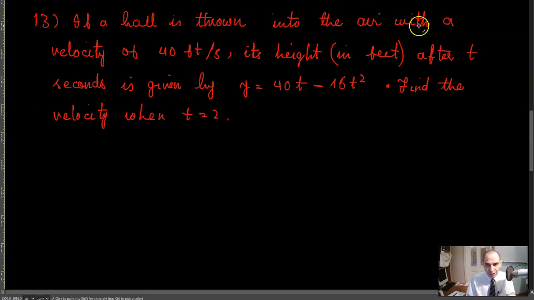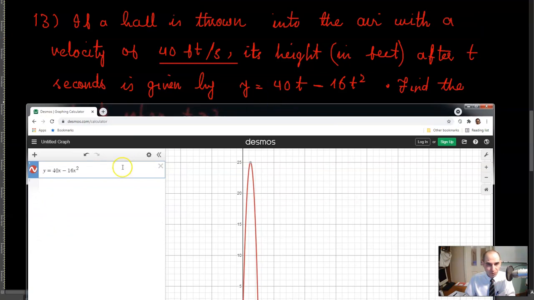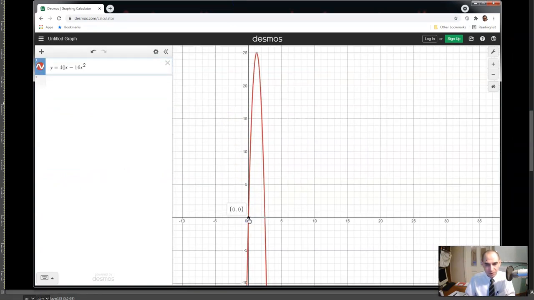So the ball is thrown into the air with a velocity of 40 feet per second, meaning the initial velocity of this ball is 40 feet per second. And the height in feet after t seconds is given by this equation, or this function. If you graph this function, if you call it y is equal to 40 times x minus 16 times x squared, you can see that at t is equal to 0, the height is 0. So this is the height of the ball, and this is time going by. So as time is going by, the height of the ball is increasing. It goes all the way up to 25 feet. And then at 25 feet, the ball will come back towards the surface of the earth. And then at t is equal to 2.5 seconds, it hits the ground, right?